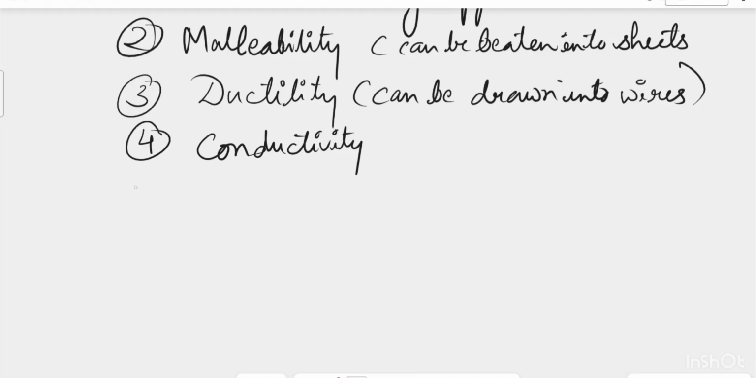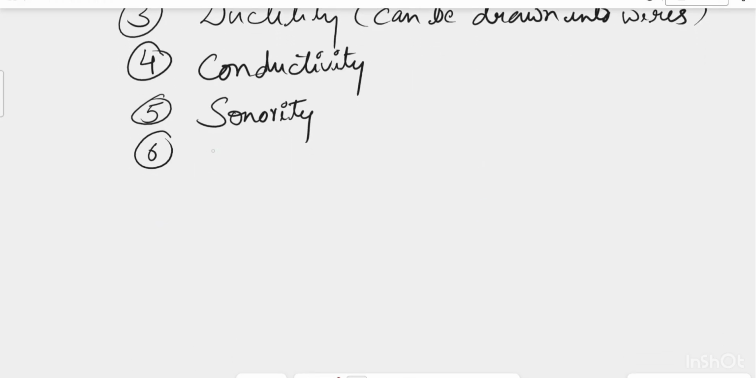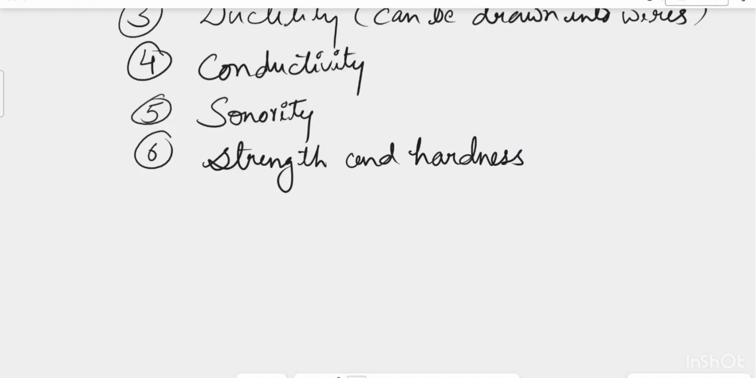Now number 5 is sonority. Sonority means sound. Metals produce a ringing sound when struck, like bells are made up of metals. Then strength and hardness. Metals like iron are very strong and used in buildings, bridges, machines. So they have very high strength and they are very hard.